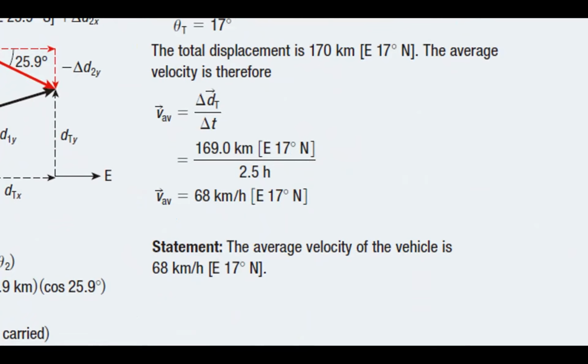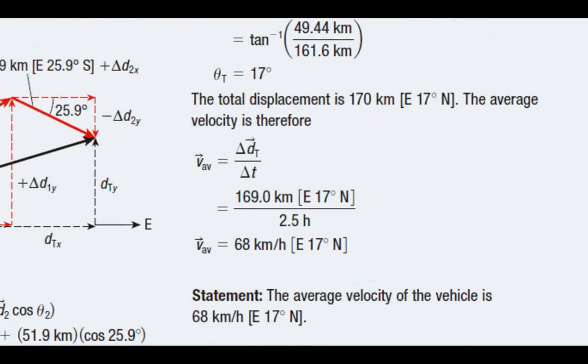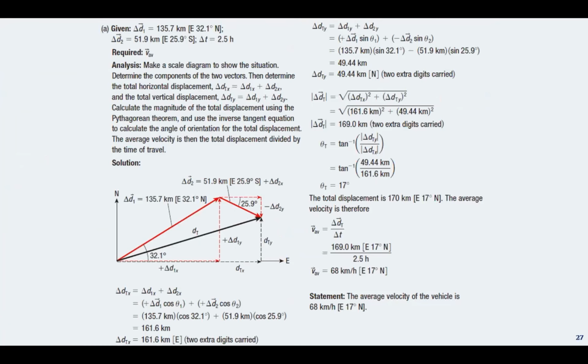And average velocity is therefore given by total displacement over the time interval, which is 169.0 kilometers over 2.5 hours. Well, actually, this should be 170. So please correct this number here. And the final solution is average velocity is 68 kilometers per hour. So direction is 17 degrees north of east.